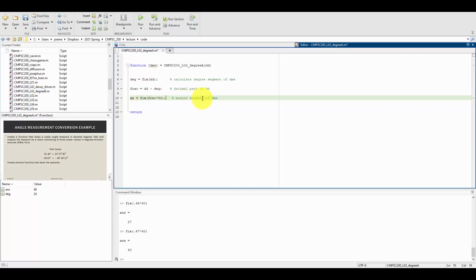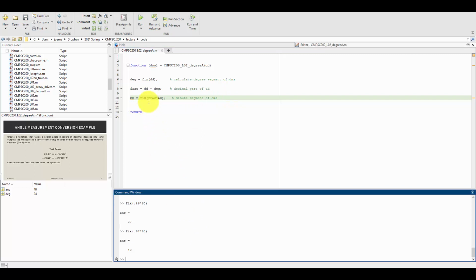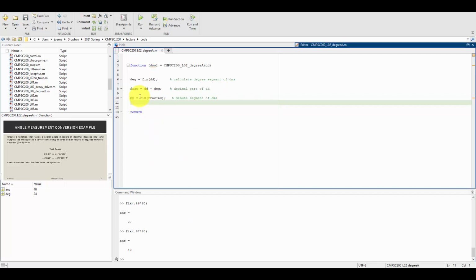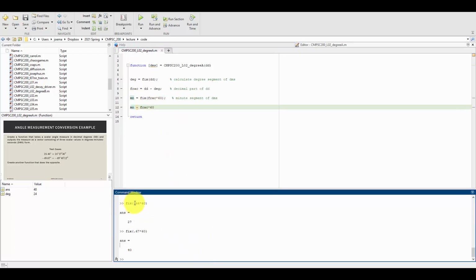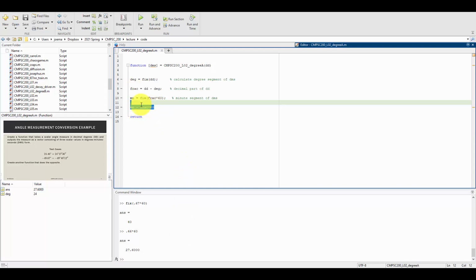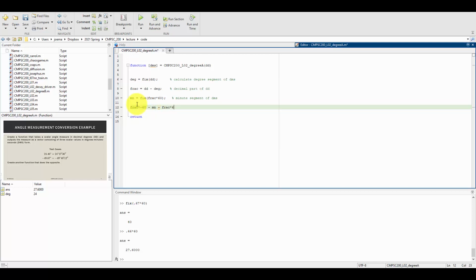All right, now I still need the seconds. Well, a second is 1/60th of a minute. So we see we have some leftover stuff again, and I want just the decimal part of what I have left over. For the first example, I have 0.46 times 60, which was 27.6. So if I take that 27 part, actually I want to do the opposite here like I did before: frac times 60 minus mn.